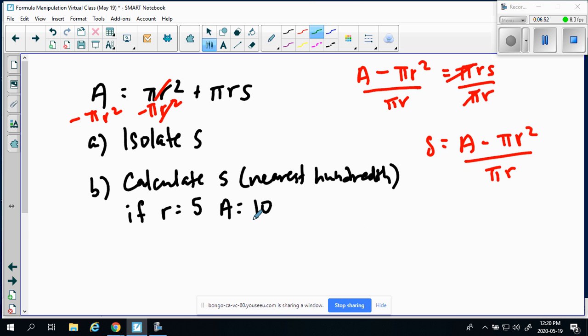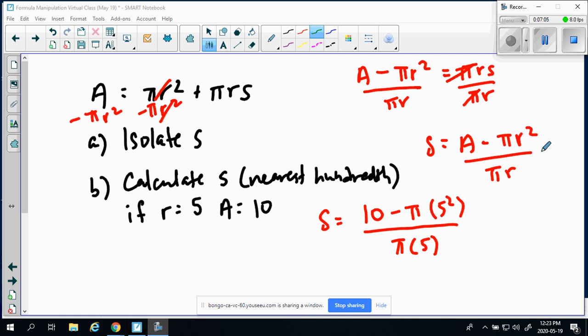And then we want to figure out what s is if they've given us a 10 minus pi 5 squared over pi of 5. So there's a few tricks here if you want to type this in your calculator. You need to put the top in brackets and the bottom in brackets, because if there's multiple things going on in the top and multiple things going on in the bottom, you need to make sure you keep the top together and the bottom together.